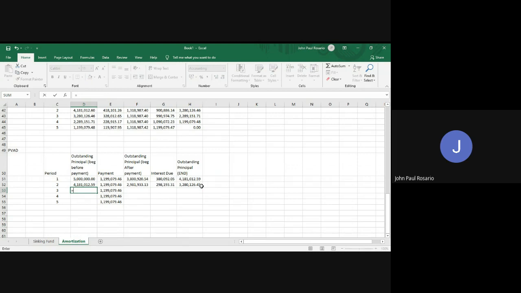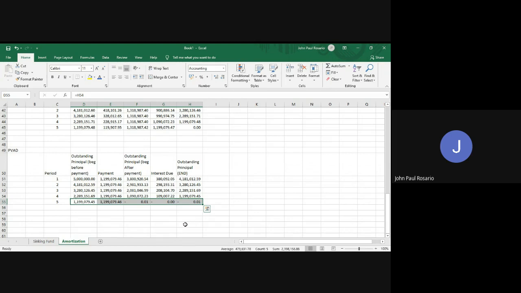Next, this is your balance, and then you deduct your payment, and then the interest due is 10%, and your outstanding principal now would be this one plus the interest. So we just repeat the process here until year 5. Okay, so we adjust our payment by 1 centavo.